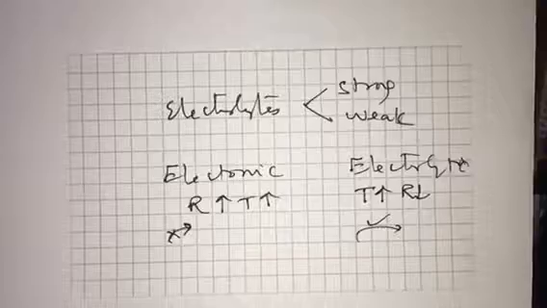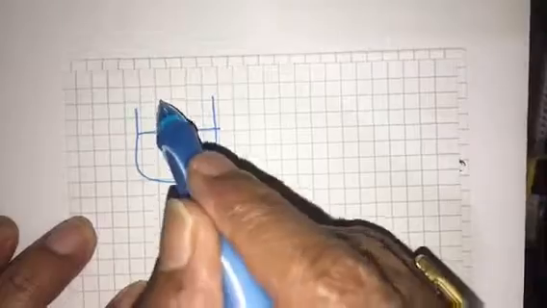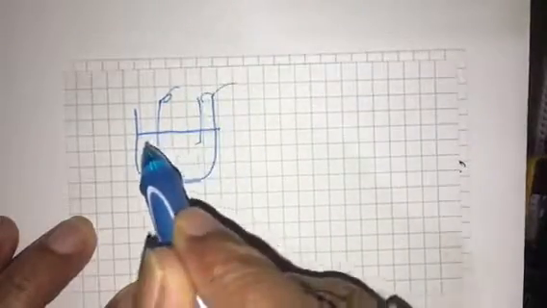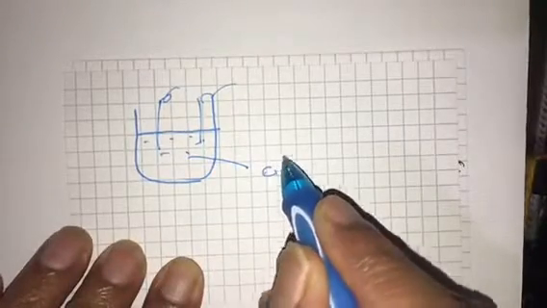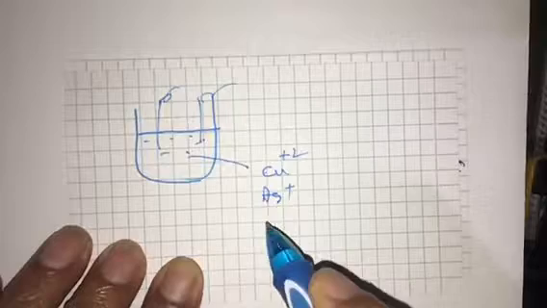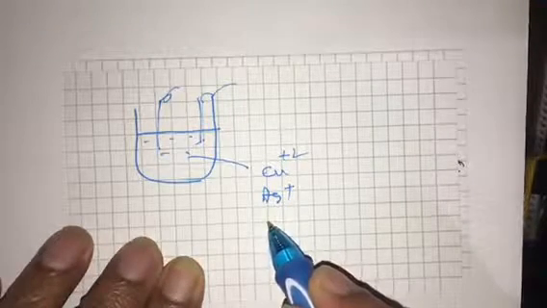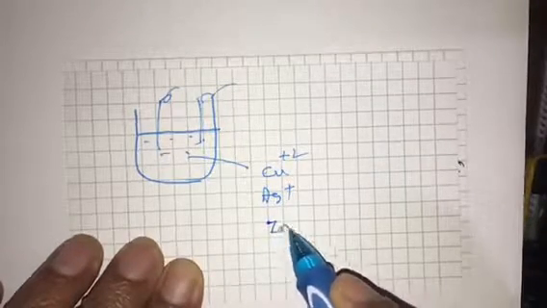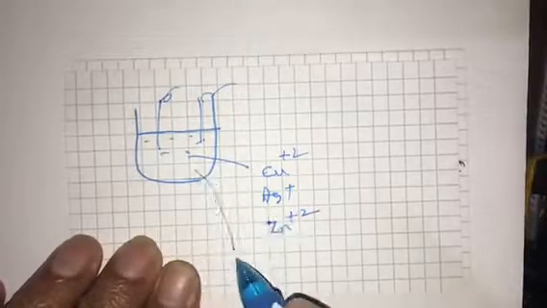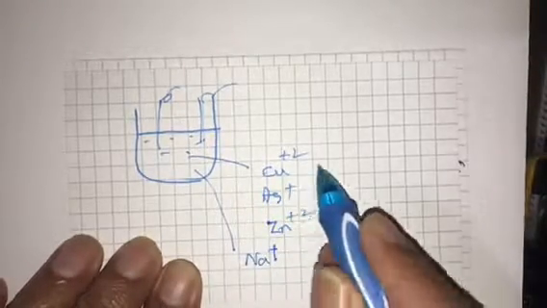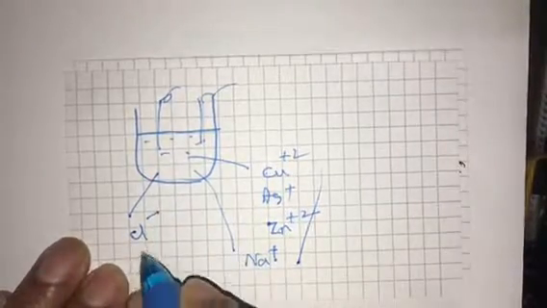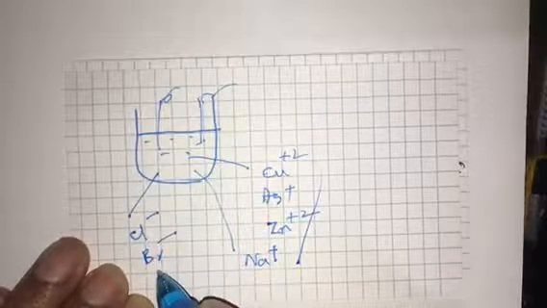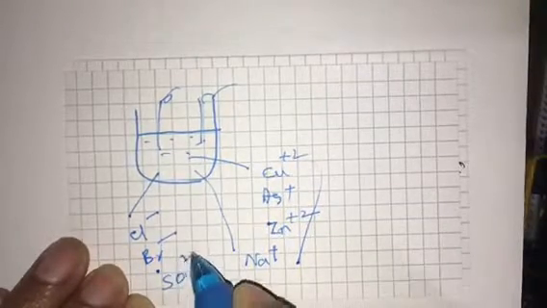when you pass current through an aqueous solution through platinum electrodes, if this aqueous solution contains ions like Cu+2, Ag+, Zn+2, and Na+, all these are cations, and you have anions like the chloride ion, the bromide ion, the sulphate ion, etc.